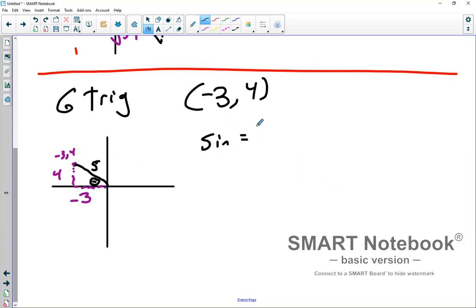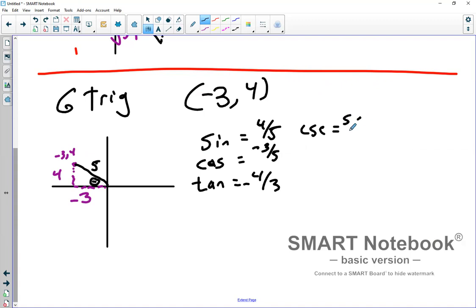Sine theta is opposite over hypotenuse, which is 4 over 5. Cosine theta is going to be adjacent over hypotenuse, -3 over 5. Tangent is going to be opposite over adjacent, so 4 over -3. So I'll make the whole thing negative. Then not only you have that, you have to do your trig reciprocals, so 5/4. This one's going to be -5/3. And this one's going to be -3/4. And this is cotangent, and this is cosine, so secant.